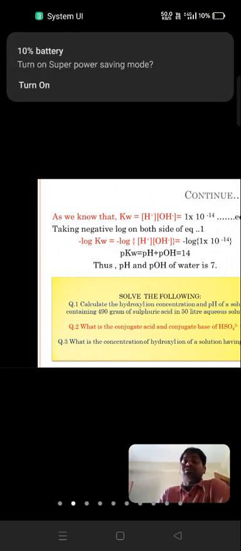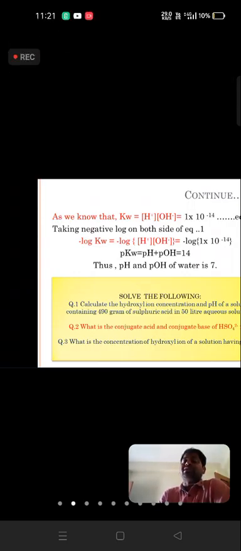So next, question is there. Question number 1, calculate the hydroxyl ion concentration and pH of a solution containing 490 gram of sulfuric acid in 50 liter of aqueous solution. So try to solve this one. So how can we calculate it?